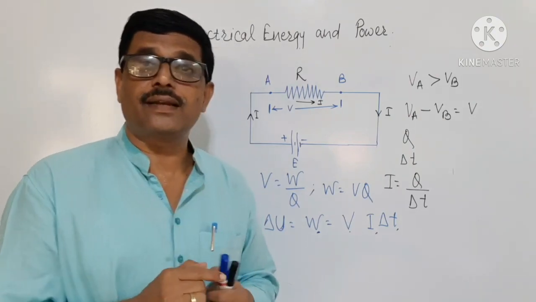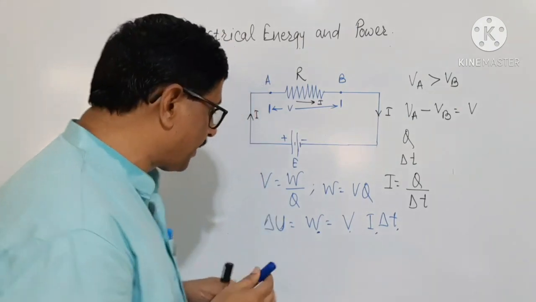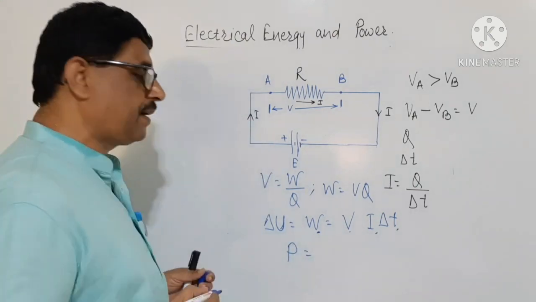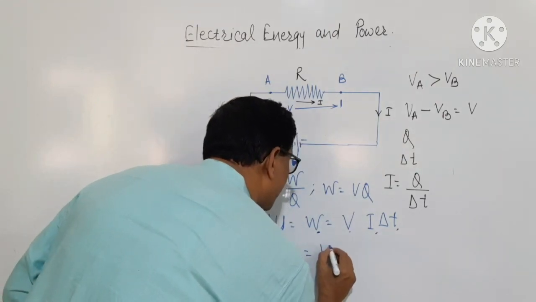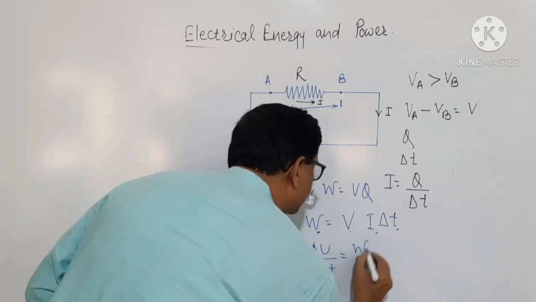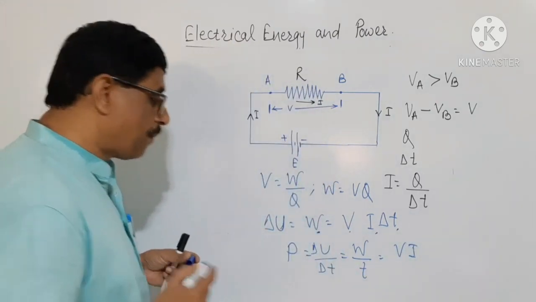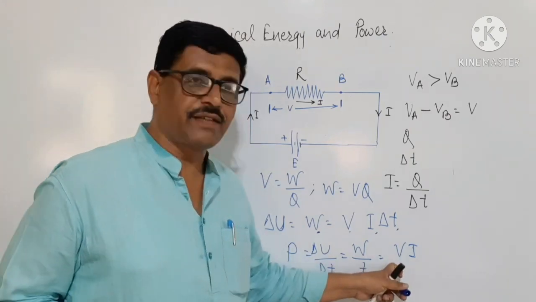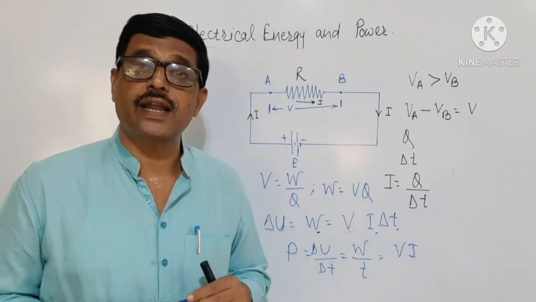Work done per unit time or energy spent per unit time is called the power. Therefore, power dissipated. Power dissipated is the energy spent per unit time. It is delta U divided by delta T, or it is work upon time. It is equal to V into I. This is the amount of power dissipated, which is given by V into I. It's a simple product of potential difference and the current.